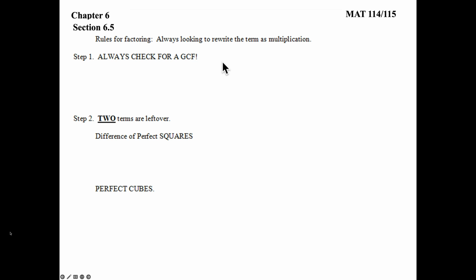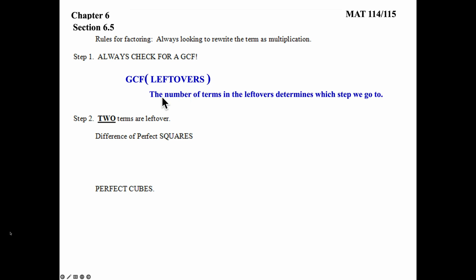Number one, always check for your GCF. And what you have left over in the parentheses, that's what we're going to look at next. The number of terms in your leftovers, in your parentheses, determine which step we go to next. So if there are two terms left over after I take out the GCF, I'm going to go to step 2. Now there's two rules.